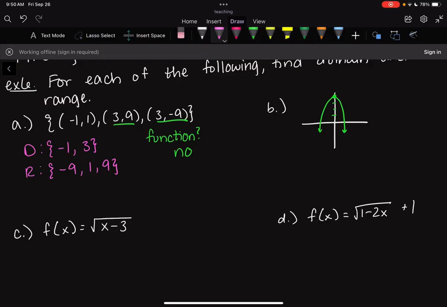Part B, we're looking at a parabola. Parabolas are quadratics. And so when we're looking at this, we're trying to see, so my x values will go all the way from negative infinity to infinity. So there are no x values that I'm not going to touch at some point. So my domain here is negative infinity to infinity.